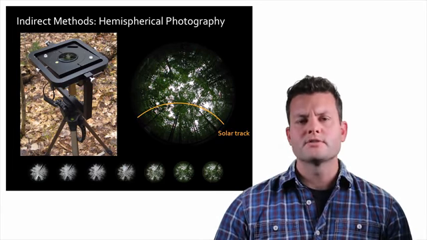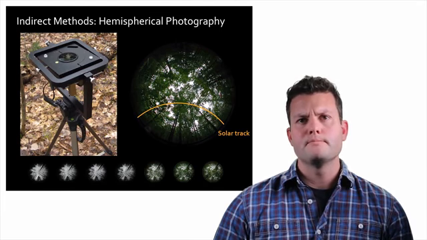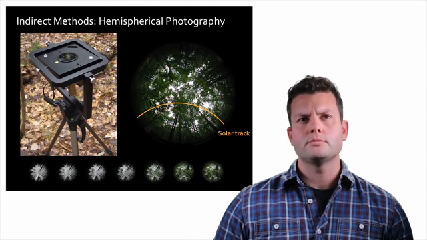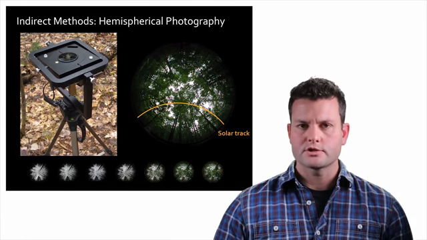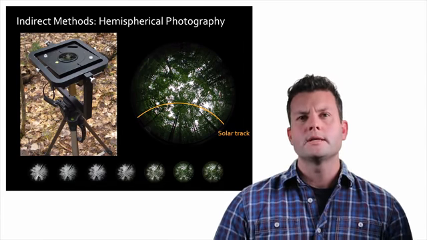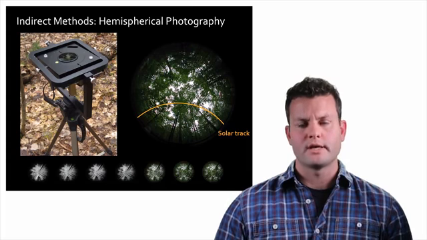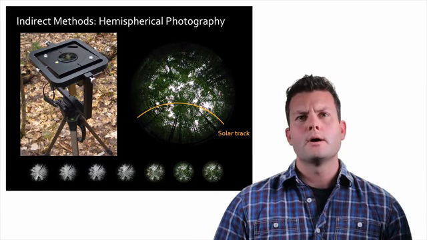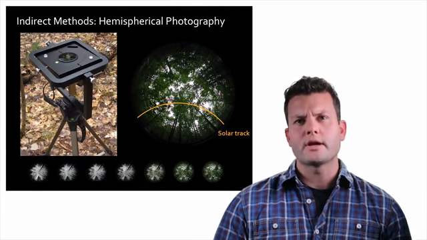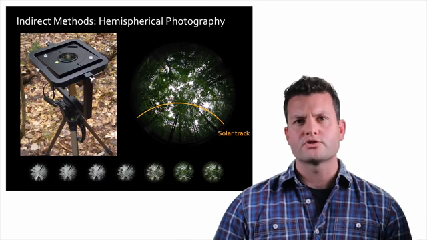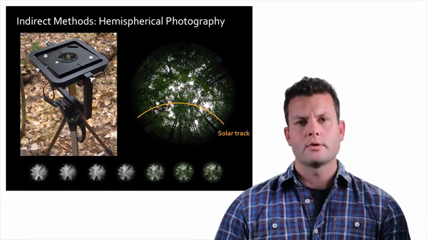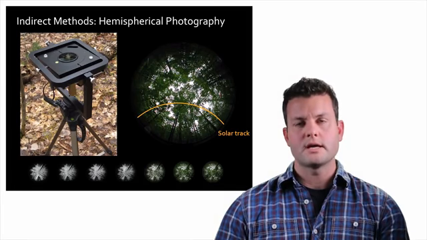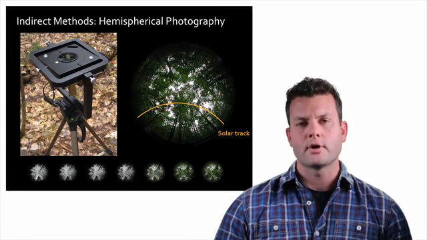The other thing about hemispherical photography is that, yes, you can get leaf area index from it, but you can also get a suite of other canopy variables, most of them related to canopy structure. So for example, I've plotted here a hypothetical solar track. So what that's representing would be the position or the track that the sun takes across the sky for any given day.